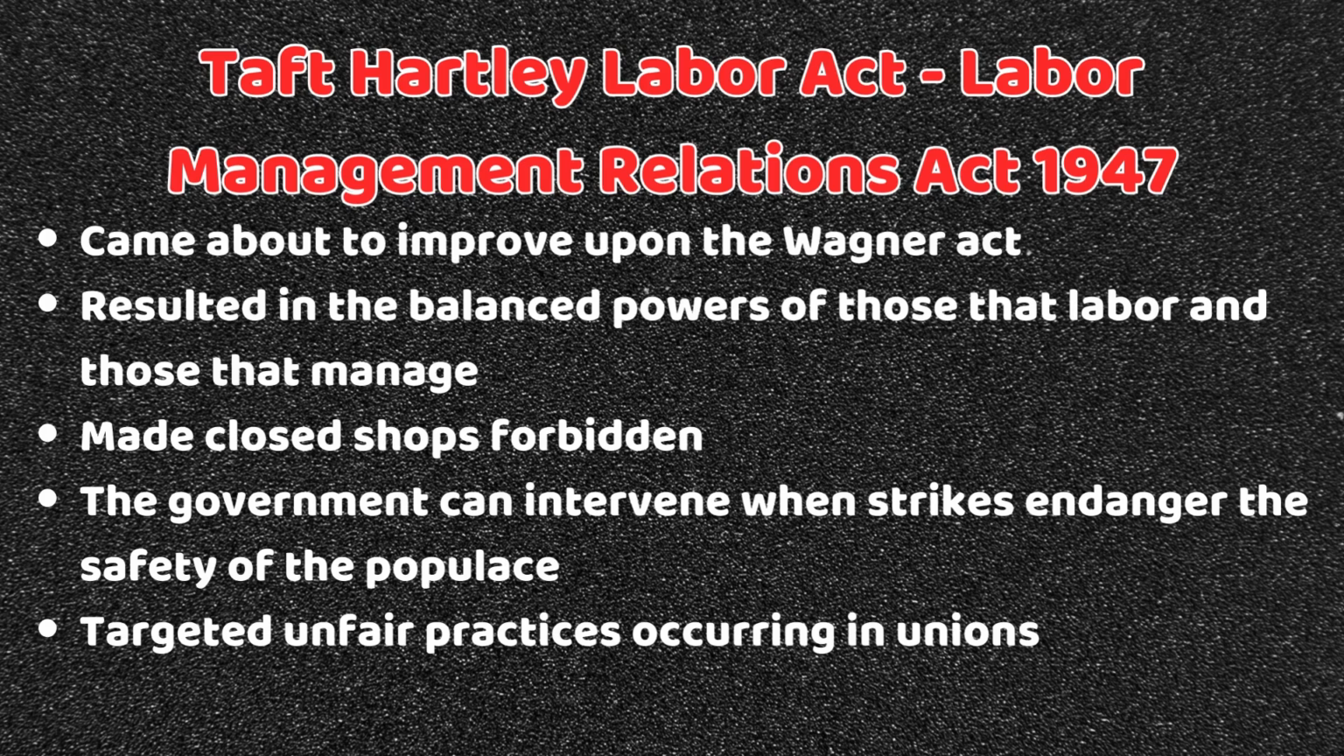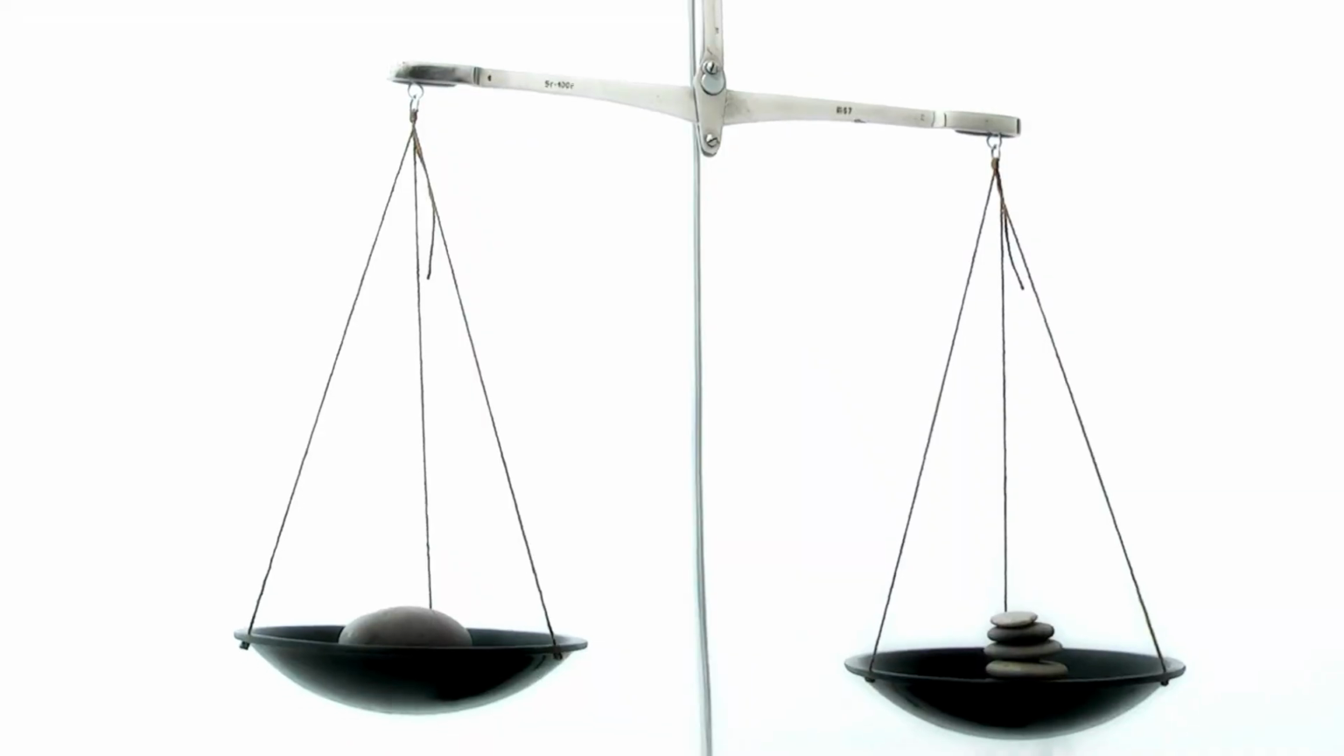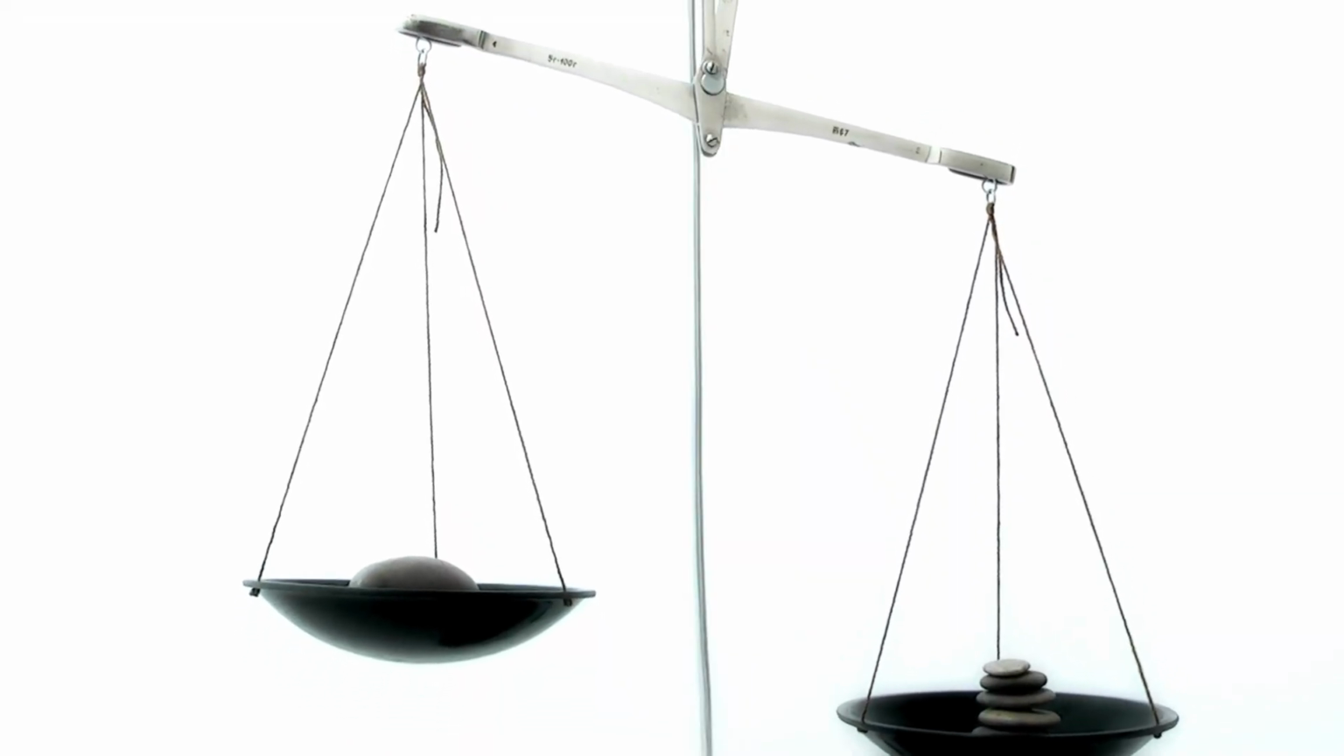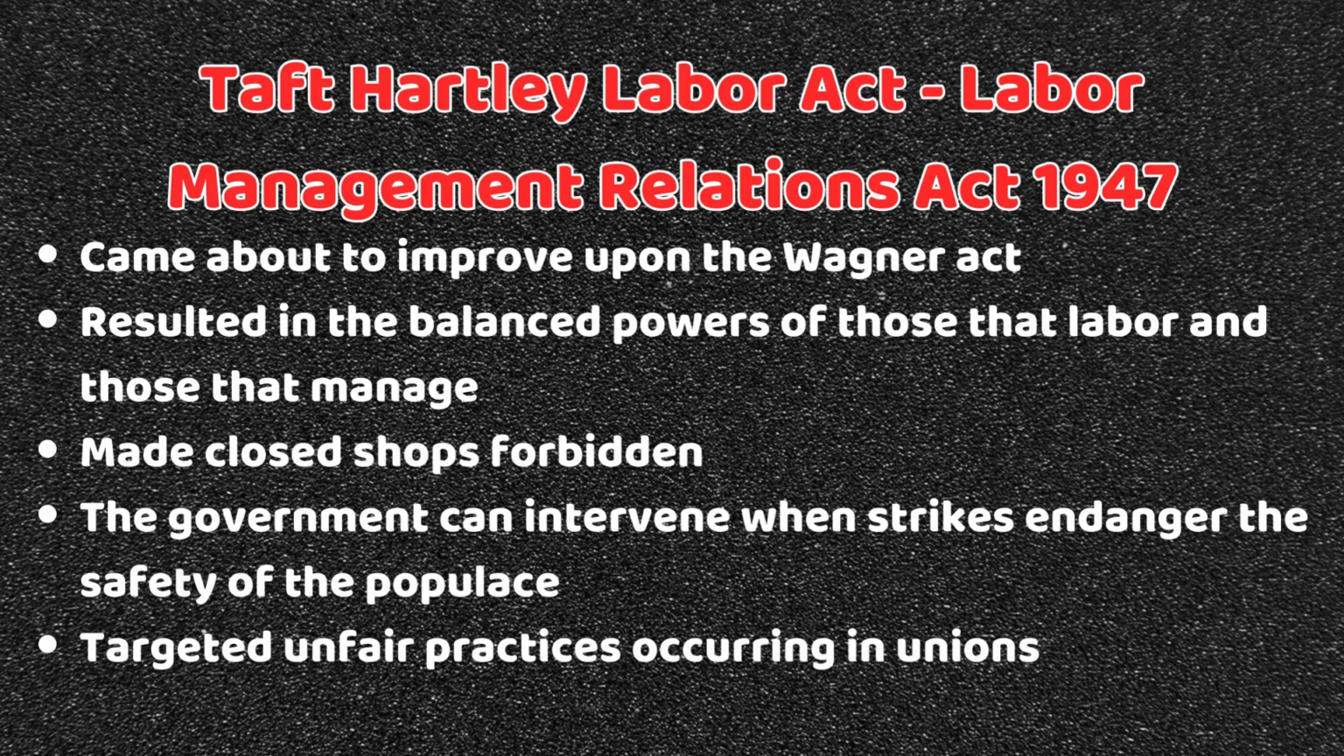The Taft-Hartley Labor Act, or the Labor Management Act of 1947. This act came about to improve upon the Wagner Act. Its purpose was to balance the power between the laborers and the managers of the laborers. It made closed shops forbidden, and it allowed for the government to intervene whenever a strike posed danger to the safety of the population. The purpose of the act was also to target unfair practices going on within unions.